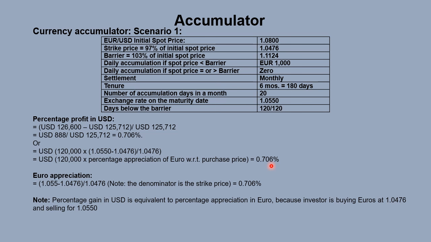This comes to 0.706%. As you know, the appreciation of the euro is 1.055 minus 1.0476 divided by 1.0476. Note that the denominator is the strike price, which is the purchase price. This comes to 0.706%. Therefore, the percentage gain in USD terms is equivalent to the percentage appreciation in the euro, because you are buying euros at 1.0476 and selling it for 1.055.